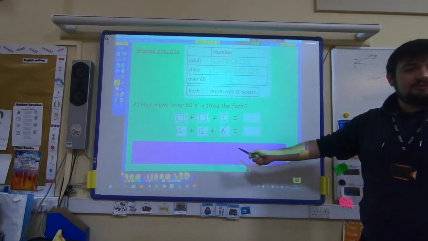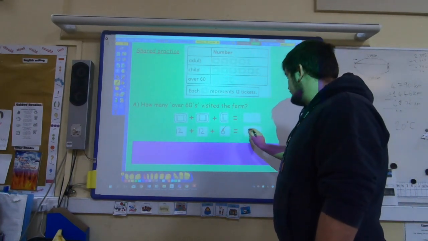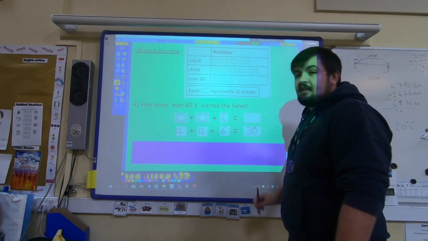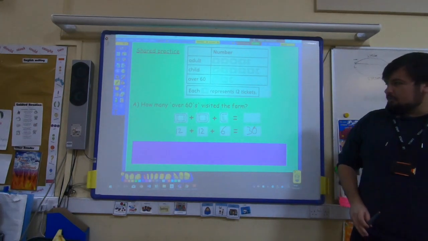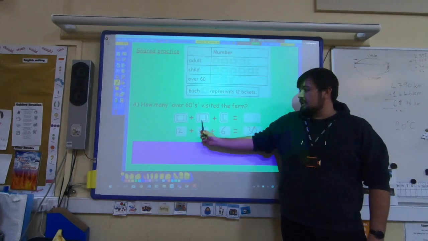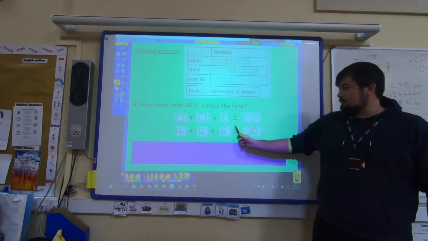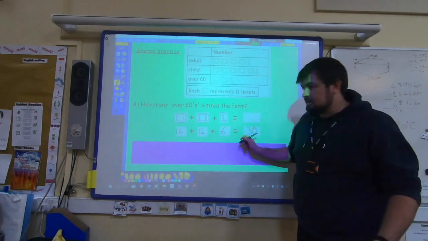12 add 12, add 6 is 30. So, I would also say that 2 whole tickets add a half ticket equals exactly the same.